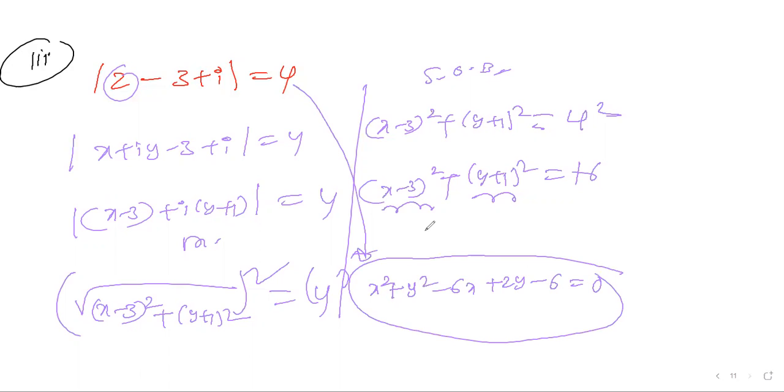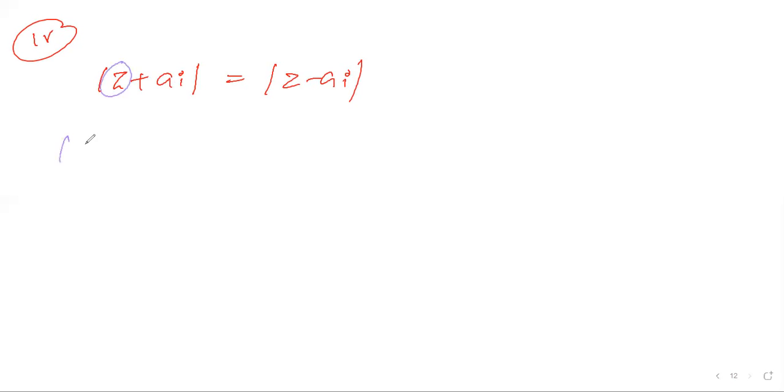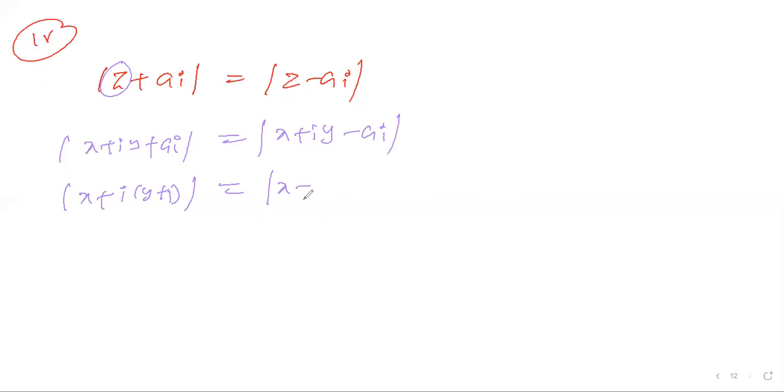Okay? Yes, sir, it's very clear. Now I'll move to the next question. The fourth question is of the same type, also to find the locus. What they're asking: if modulus of z plus ai is equal to modulus of z minus ai. It's a pretty interesting question. What you have to do, first of all, write z is equal to x plus iy, so x plus iy plus ai is equal to x plus iy minus ai. Now open the modulus: x plus i times y plus a gives the imaginary part. Here, x plus i times y minus a. So this is a, right? Yeah, sorry.